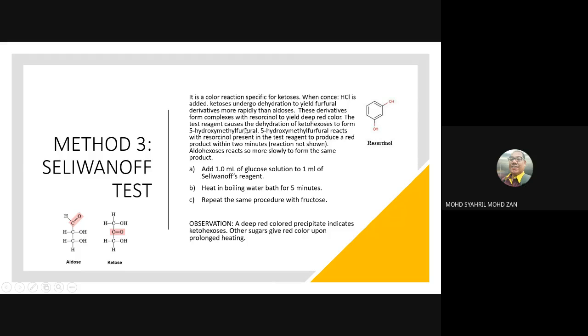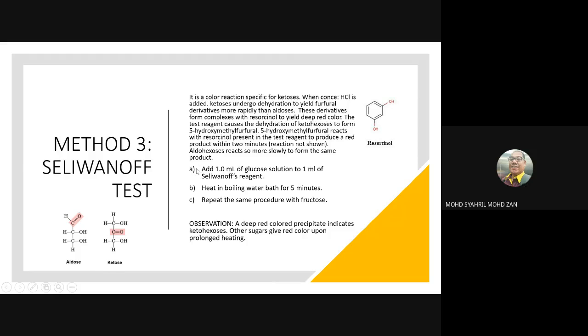The test reagent causes the dehydration of ketohexose to form furfural. Okay, apa bahan furfural yang kita dapat daripada ketose tu dikenali sebagai 5-hydroxymethyl furfural. So this 5-hydroxymethyl furfural akan react dengan resorcinol. Kenapa dia perlu react? Sebab kita dapatkan warna deep red. Okay, so within 2 minutes. So kita ada ketose, kita ada aldose. Tapi untuk aldose hexose ataupun aldose 6 carbon, react isomer slowly to form the same product.